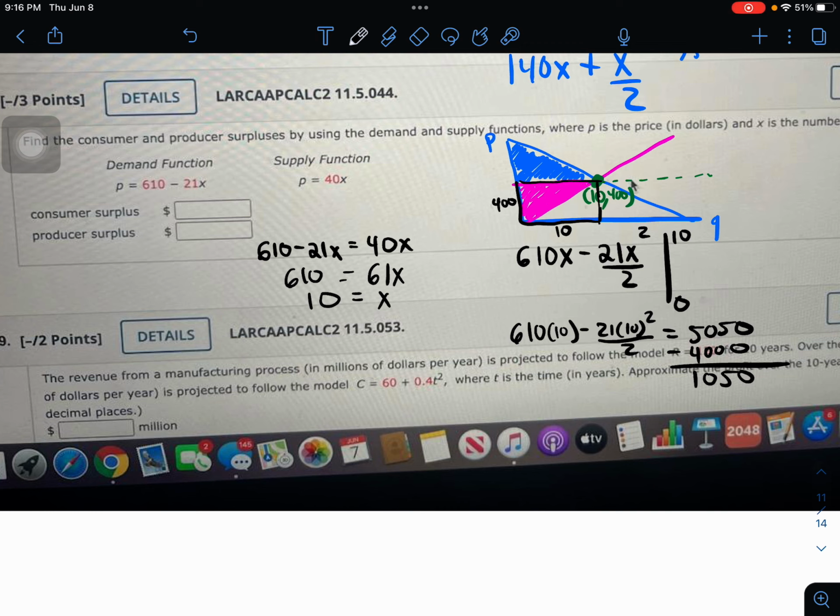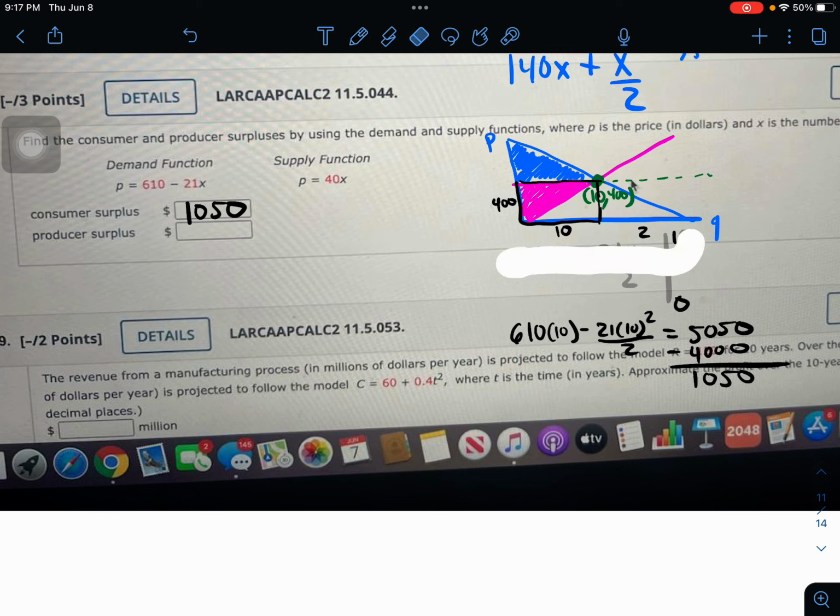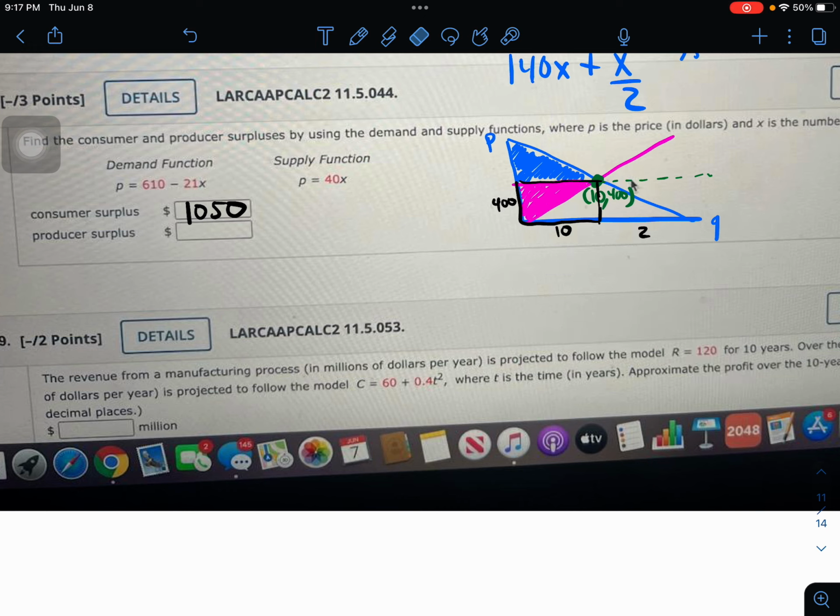Let me just check over my work, make sure I didn't make any careless mistakes. Nope, that's good to go. So 1,050 is your consumer surplus. That's your consumer surplus. I'm going to go ahead and erase that so I have room to find the producer surplus. Erase all this. Oh, I didn't mean to do that. Hold on a second.